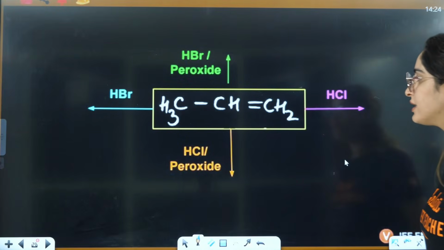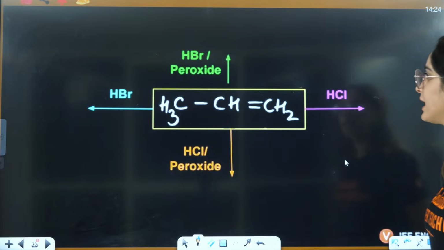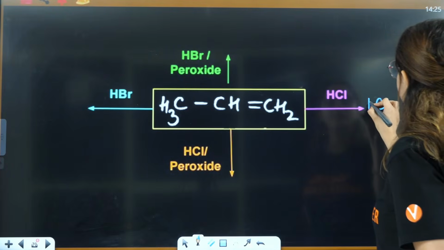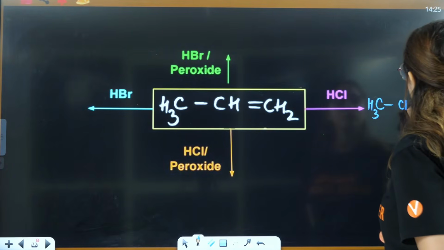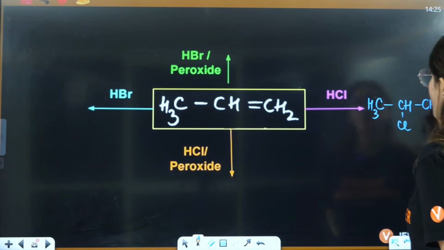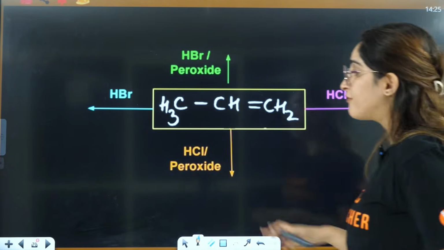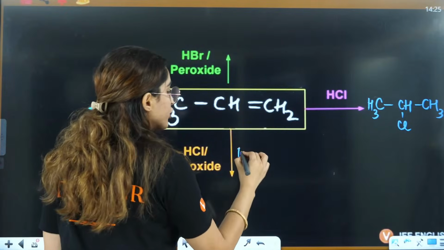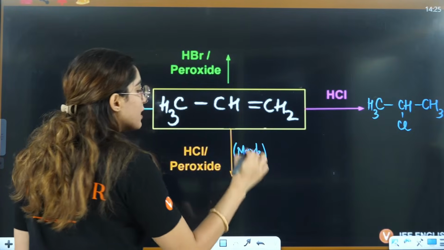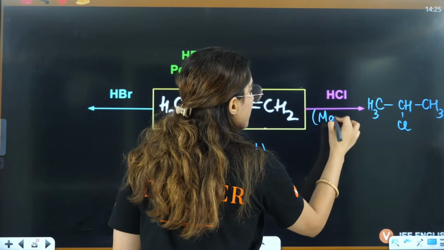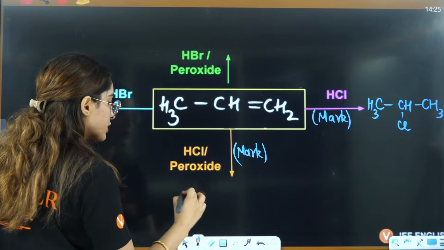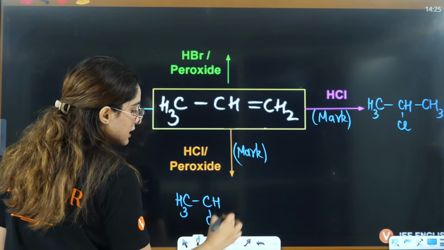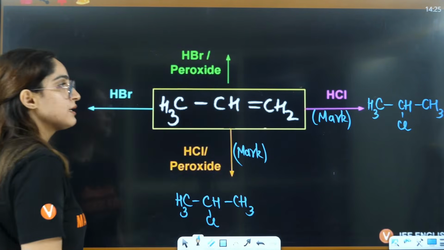So, what you have here is an alkene. If you add HCl, then what will happen? Markovnikov addition will take place, and the negative part is added to the carbon with fewer hydrogens. Even if you have HCl and peroxide, it will still give Markovnikov addition only. Here also it's Markovnikov, here also it's Markovnikov. So here it will be CH3, CH, Cl, CH3, right?